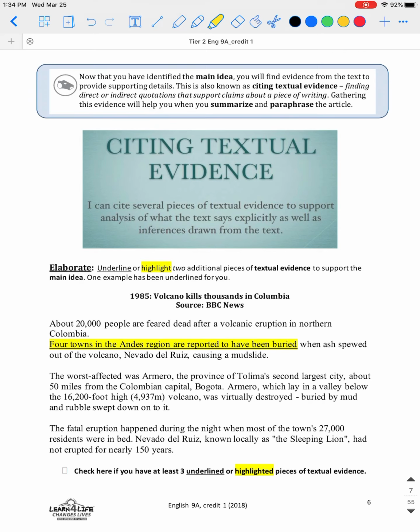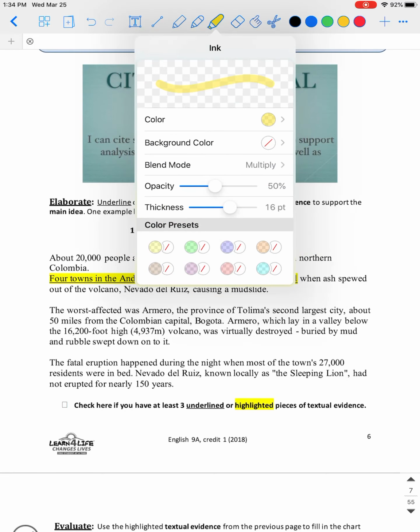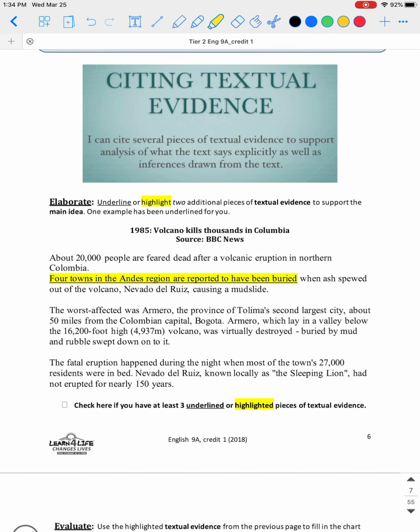So as we read, underline or highlight 2 additional pieces of textual evidence. So they highlighted one for you already, and we're going to go through, and I will also help you highlight a couple of them. And so you will have to highlight a few of your own, because for the next page you're going to have to cite 3 other textual evidence portions.